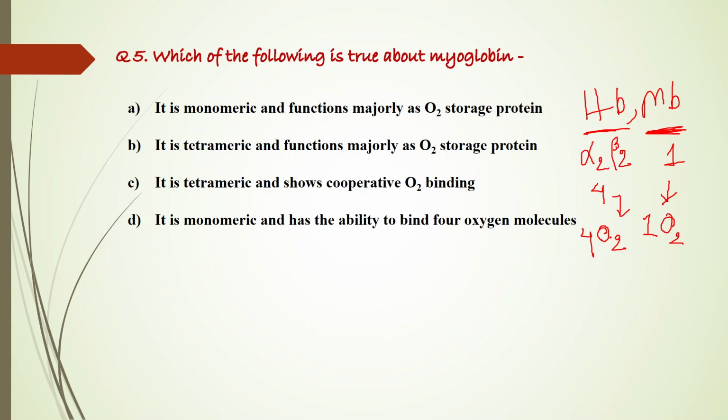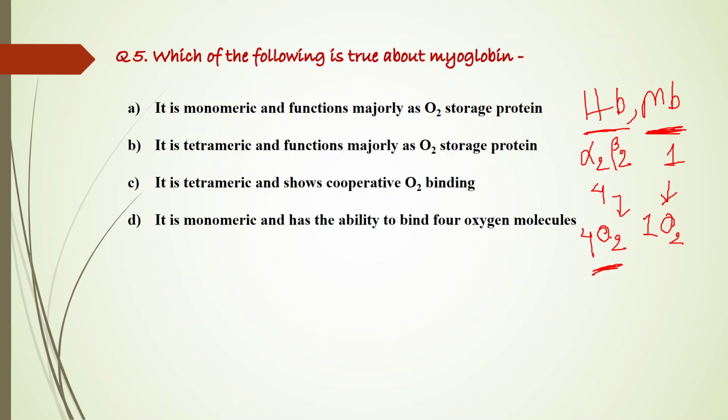Again, hemoglobin is found in our RBC or red blood cells, that means in our blood. What does blood do? It binds with the oxygen and transports it to different parts of our body. So hemoglobin's job is to transport the oxygen molecules, but myoglobin is found in muscles and tissues where it stores the oxygen molecules for future use. They basically store the oxygen molecules that are transported by the hemoglobins.